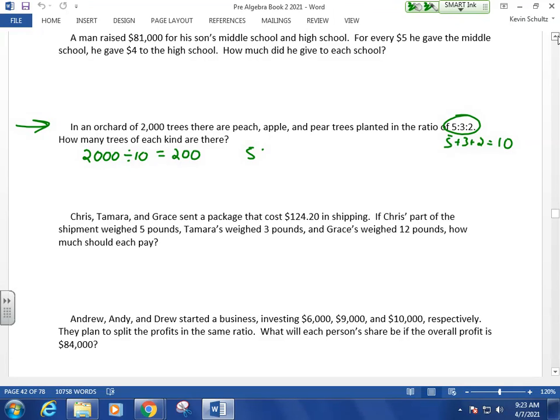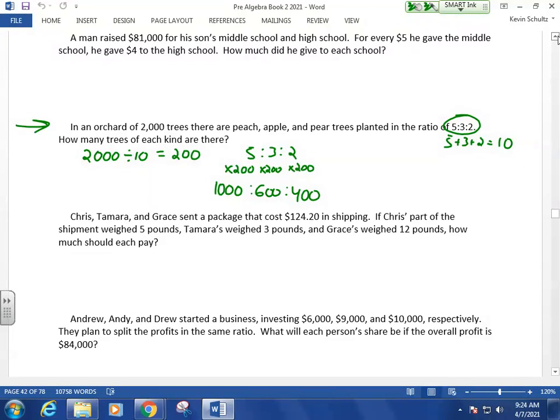So if the ratio is 5 to 3 to 2, each unit representing 200, 5 units of 200, 3 units of 200, 2 units of 200. You can also think about this as scale factor, right? That's kind of also what we're finding here, the scale factor. How do we get from 5 to 3 to 2 to the actual amount of trees? We're finding that scale factor of 200. 5 times 200 is 1,000. 3 times 200 is 600. 2 times 200 is 400.